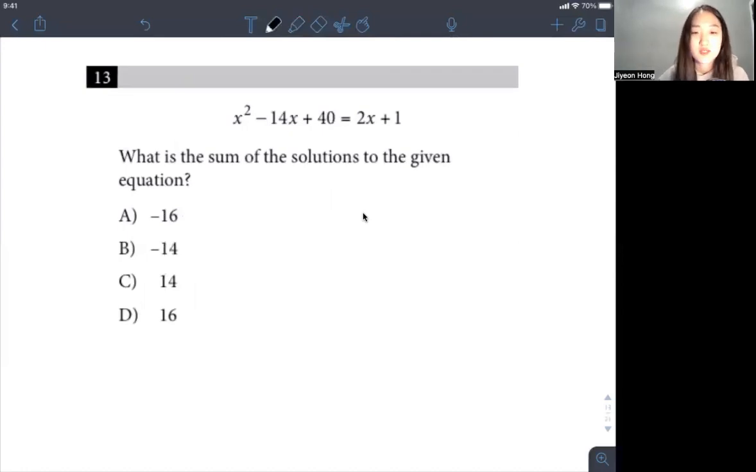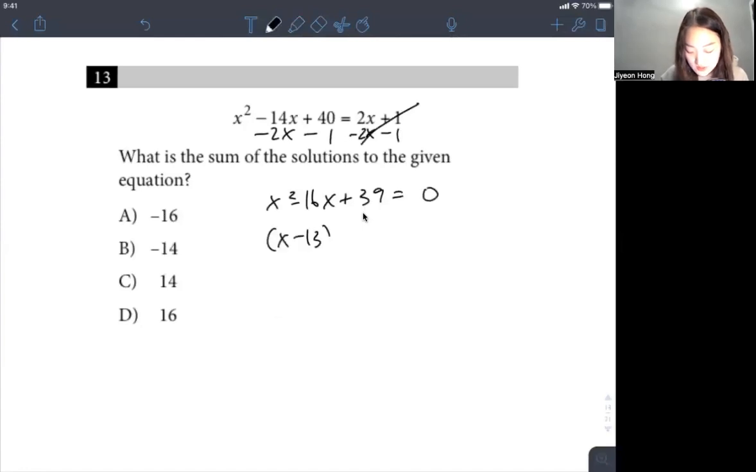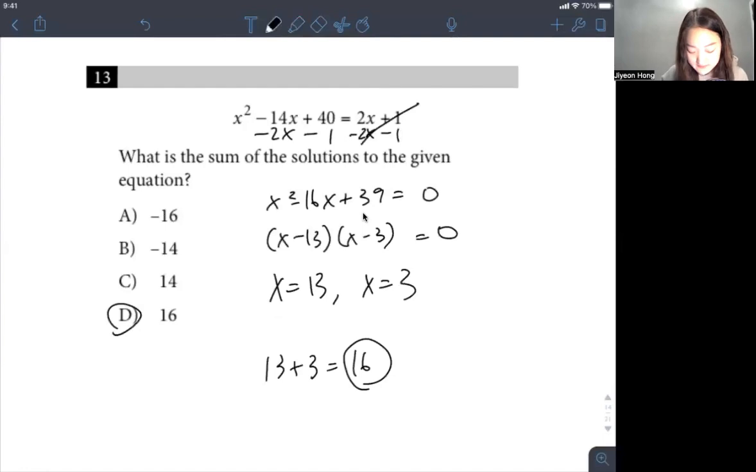So we're going to simplify this, bring everything on the right side to the left side in order to make a quadratic equation. And we are able to get x squared minus 16x plus 39 equals 0. Break that down into (x minus 13)(x minus 3) equals 0, x equals 13, x equals 3. So the sum of the two would be 16. Answer choice D.